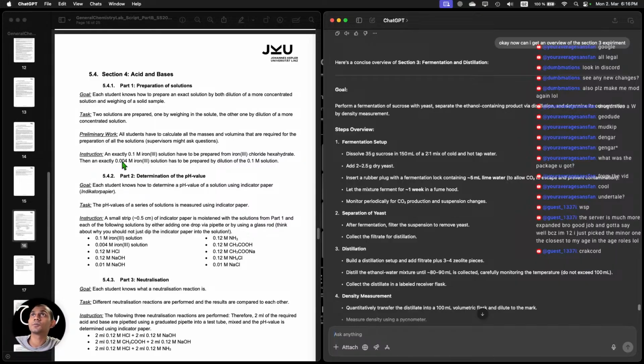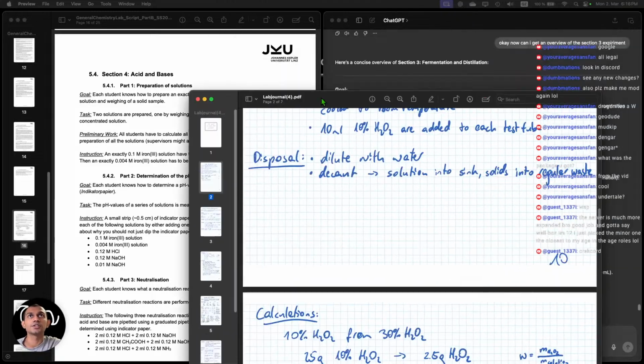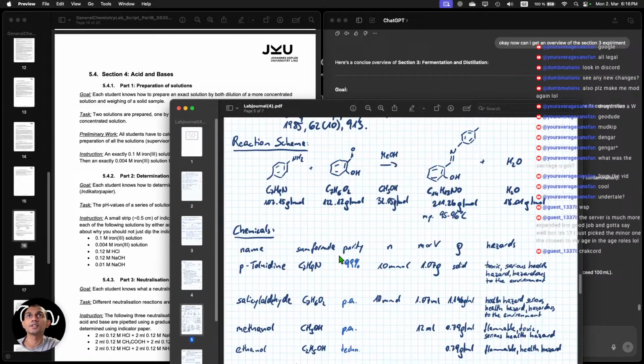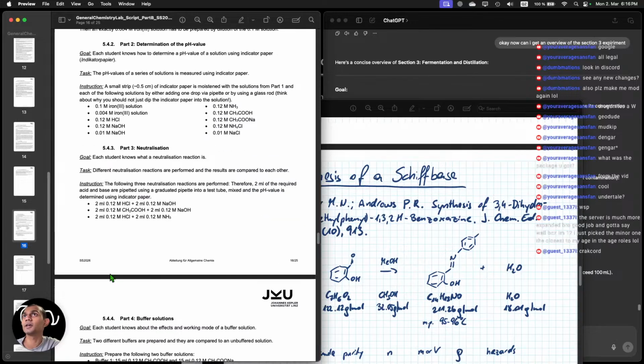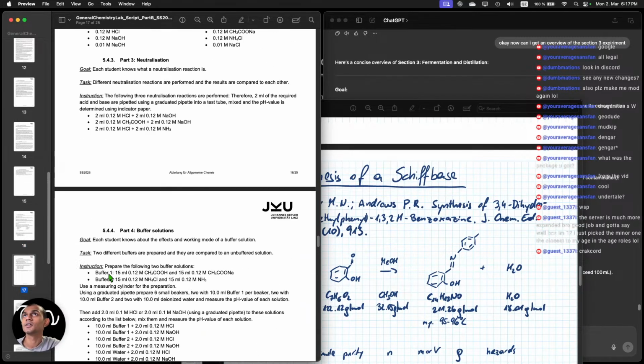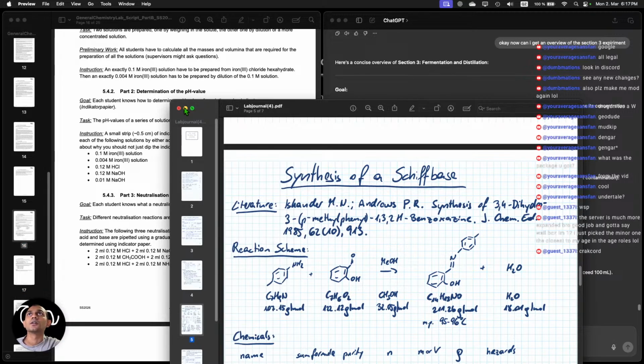And exactly 0.1 molal iron 3 solution. Oh, this is the one that I got. I have the, where is it? This thing for the sample lab journal. They had section 4, and looks like section 4 has synthesis of Schiff's base. Is that involved here? I don't know.